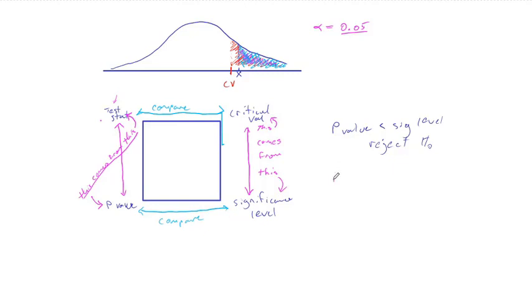If the test statistic is further into the tail than the critical value, then you reject H null. So notice in both cases, whether you're doing the p-value or the critical value method, in my example here, you're going to reject the null hypothesis.